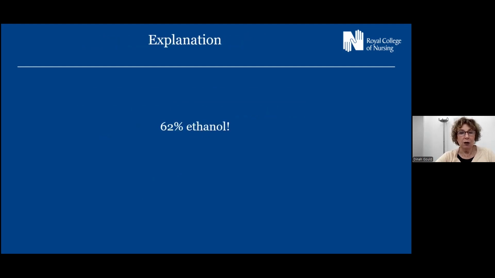And the secret was the kind of alcohol that Rupp introduced. He introduced 62% ethanol. What percentage should he have used? Well, if you look on the bottles available in your clinical areas, you'll find out that the percentage of alcohol in them is at least 70%.